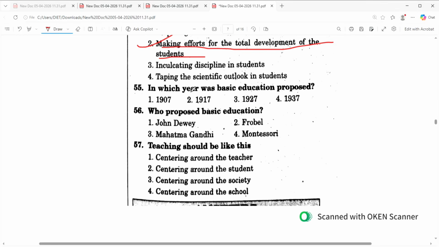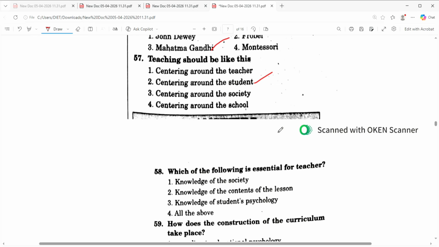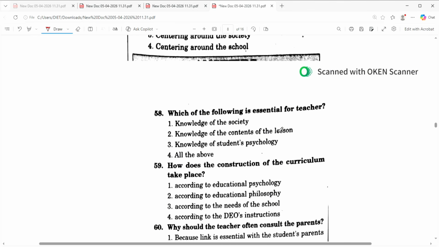Which year was the basic education proposed? Propounded by Mr. Gandhiji. Okay, and it is 1937. Who proposed the basic education? 56 already I told that it was proposed by Gandhiji. Teaching should be like this, centering around the teacher, centering around the student, centering around the society and the school. See, it should be centering around the student. It's a basic thing which you know.